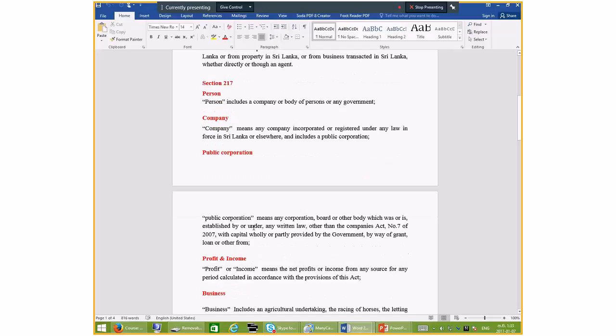Then again, the term public corporation has also been defined in the Inland Revenue Act. The public corporation means any corporation, board, or other body which was or is established by or under any written law other than the Companies Act. If any company is registered under the Companies Act, it comes under the meaning of company. Companies Act number 7 of 2007, with capital wholly or partly provided by the government by way of grant, loan, or in any other form.